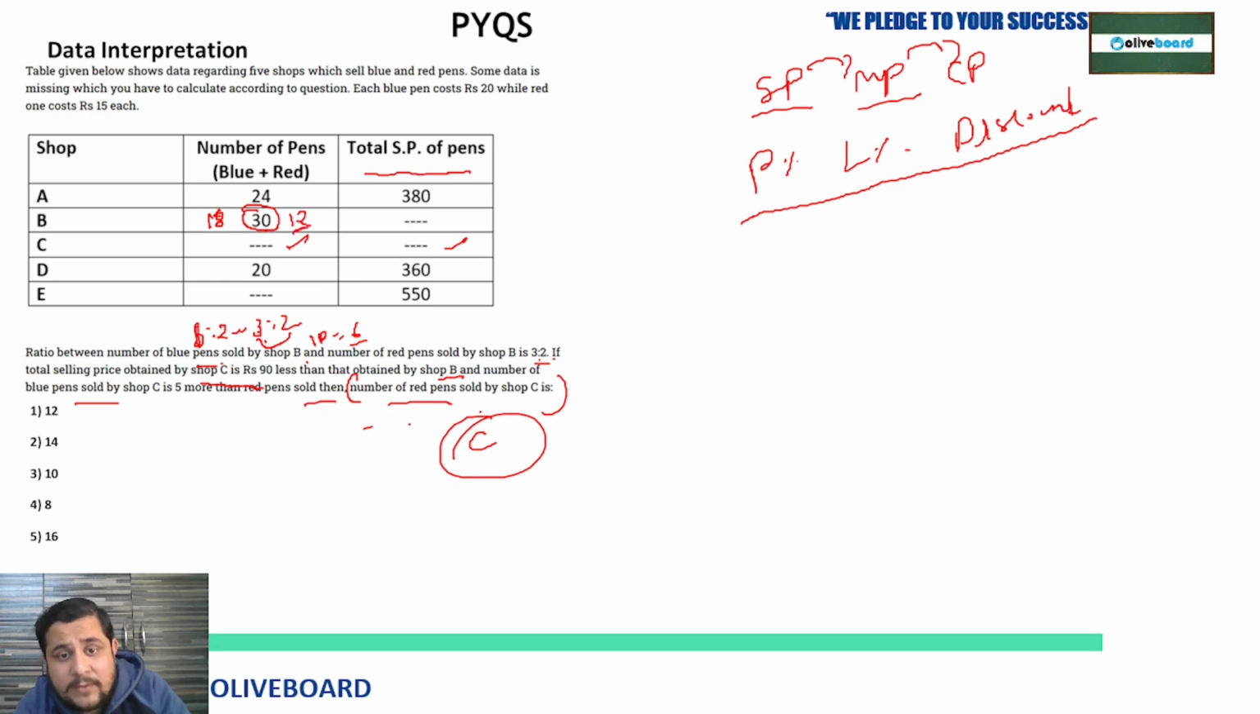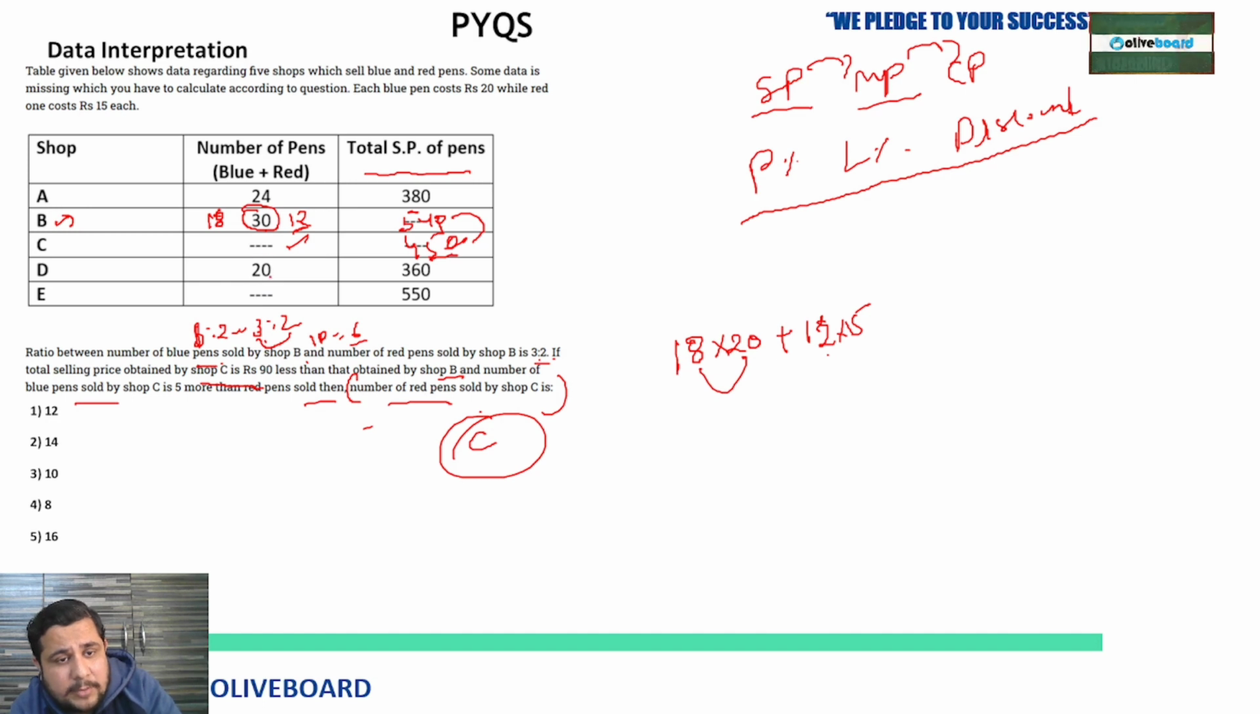Fine. Why did we calculate this? Because the selling price of shop C is completely based on B, which is 90 rupees less than that. So first of all we have to calculate the selling price of B, that is also missing, right? So how will we calculate? Now 18 blue pens means 18 into 20 rupees, plus how many red pens? 12 red pens at 15. 18 into 20 is 360, 12 into 15 is 180, so 540 will come here. Now 90 rupees less than that means 450. This is the pricing of shop C.